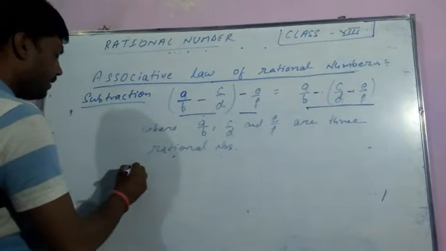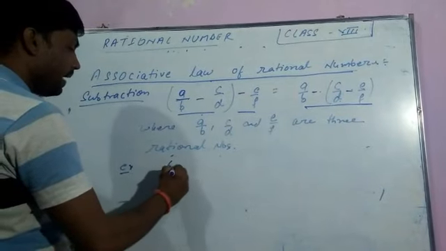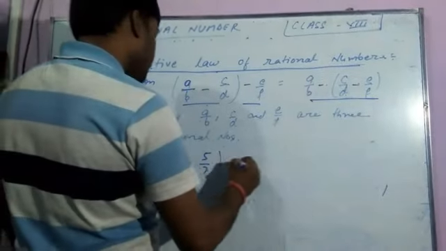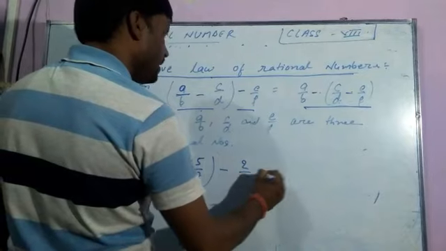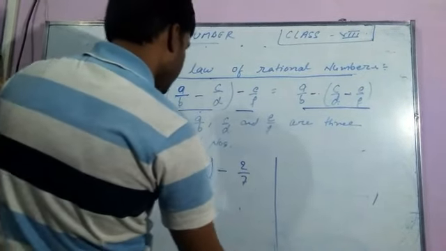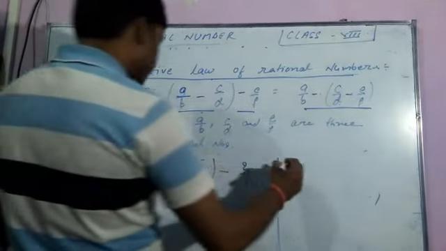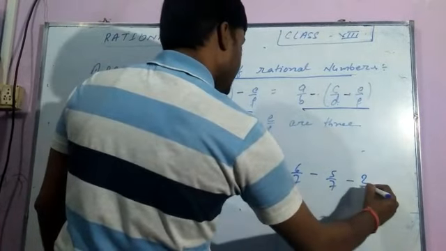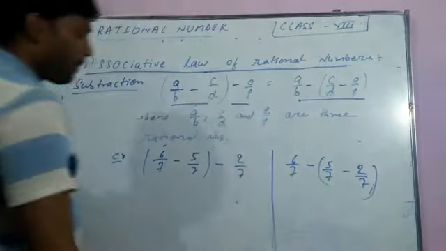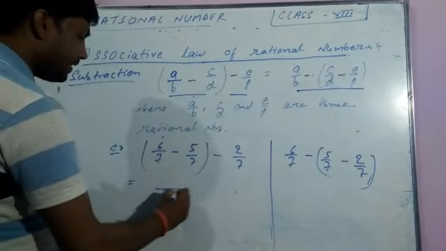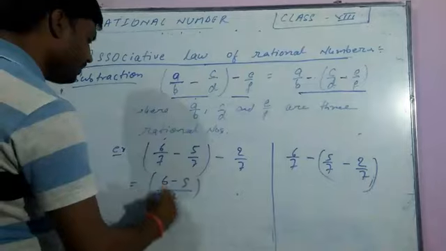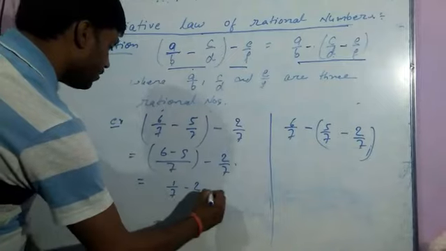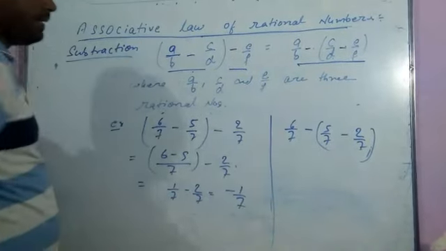Then we take an example. a/b, 6/7 minus 5/7. In place of e/f, 2/7. On the second side also 6/7 minus 5/7 minus 2/7, but we have to keep the bracket in this. We take LCM 7, (6 − 5 − 2)/7. 6 minus 5, 1/7 minus 2/7. We get here minus 1/7.